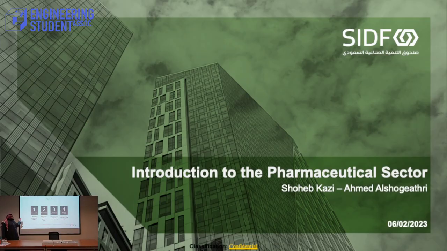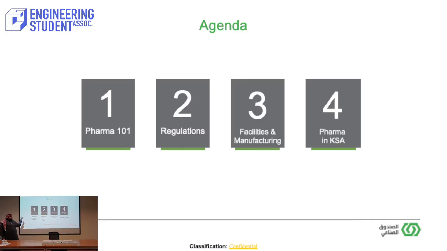So the agenda today is basically we're going to discuss some basic information about the pharmaceutical sector. We'll go into a bit about regulations and what differentiates this sector in terms of manufacturing. We'll go into the details about the facilities and manufacturing, and then we'll give a brief outlook about the pharmaceutical industry here in Saudi.